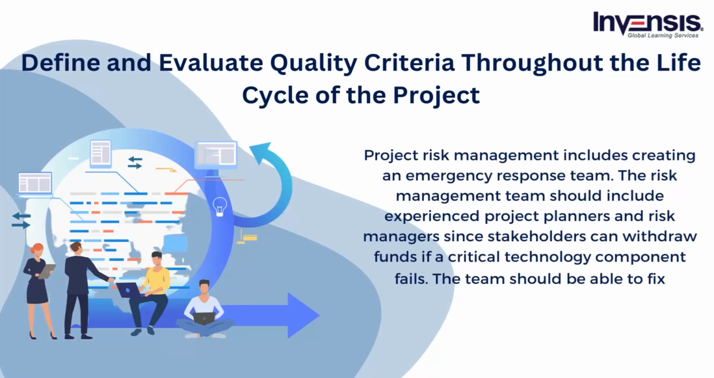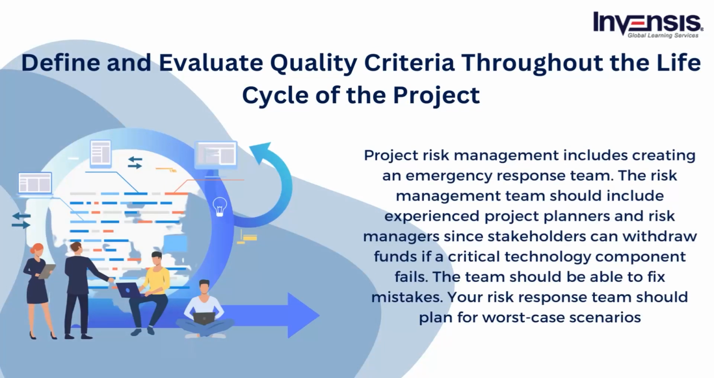Lastly, forming an emergency response team is another effective practice for project risk management. Occasionally, a stakeholder can withdraw funds following the failure of a crucial technological component. Therefore, the risk management team should consist of experienced people with broad access to project planning and risk management. When errors occur, the team should have the necessary experience and training to rescue the project. Essentially, your risk response team should prepare contingency plans for the worst-case scenarios.